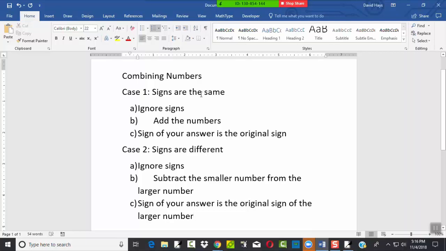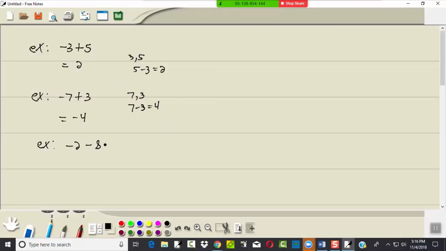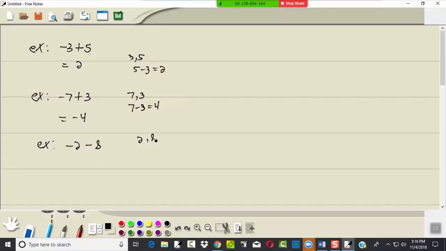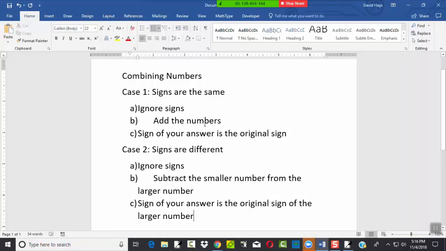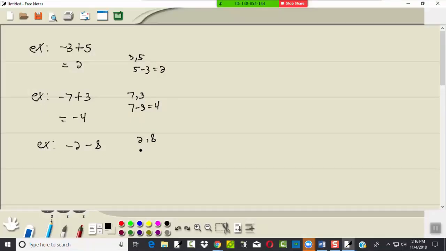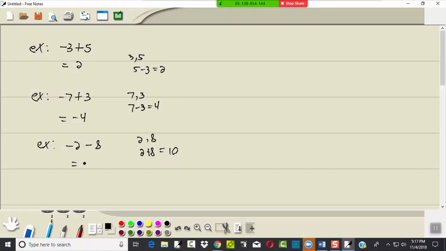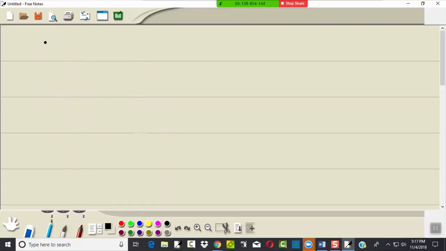This is case one. Signs are the same. They're both negative. Negative 2 and negative 8. So that says we're going to ignore our signs. So we got 2 and 8. We're going to add the numbers. 2 plus 8 gives us 10. And sign of your answer is the original sign. They both originally were negative, so our answer is going to be negative 10. And that would be our answer. Now, along the way, I'm going to erase this. Along the way, you'll have some shortcuts.